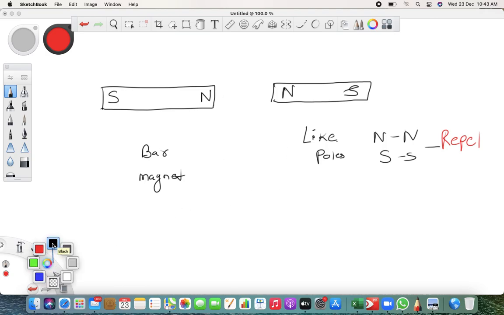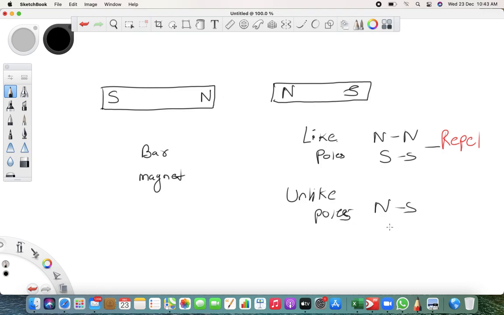And if you take unlike poles, north south or south north, they attract. So what we have learned? Like poles repel each other, unlike poles attract each other. So the first thing we understood is that like poles repel, unlike poles attract. So this is about a bar magnet.